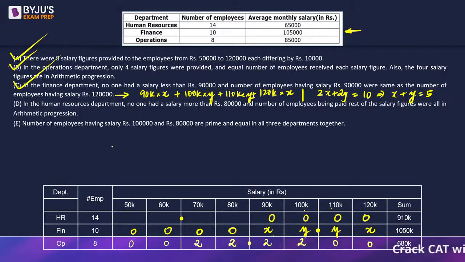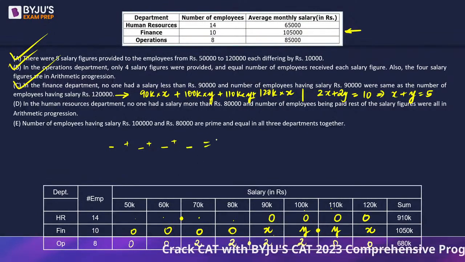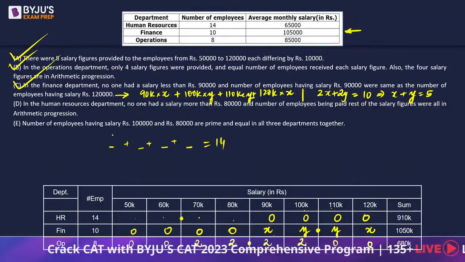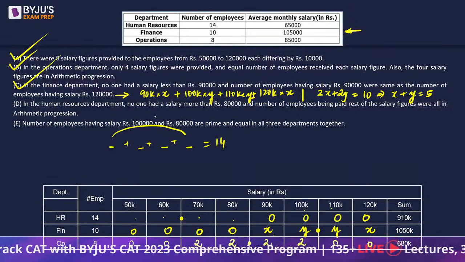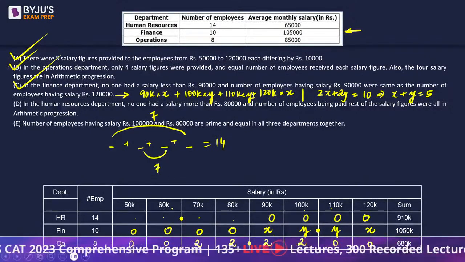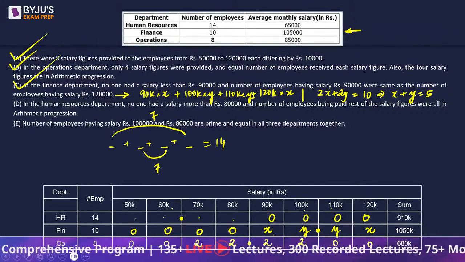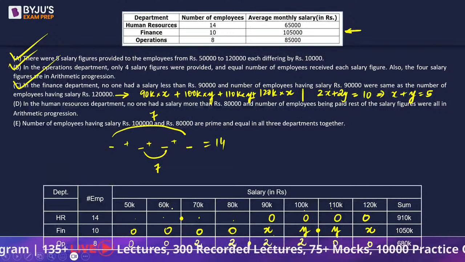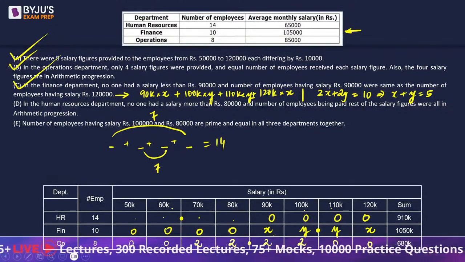Look, let's see it this way. If the sum of 4 numbers, and we are talking about the number of employees here, is equal to 14, right? And they are in AP, then the sum of the first and last should be 7, and the sum of the second and second last should be 7. That is exactly how APs work. In an arithmetic progression, the sum of the first and last terms is the same as the sum of the second and second last terms.